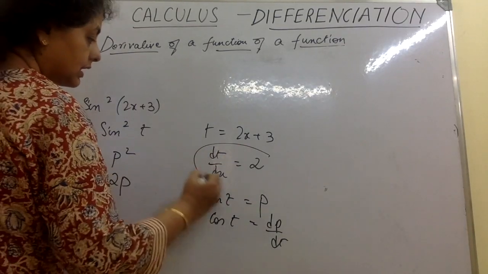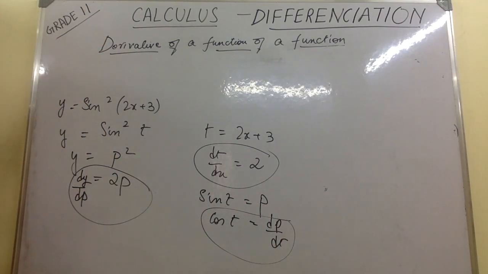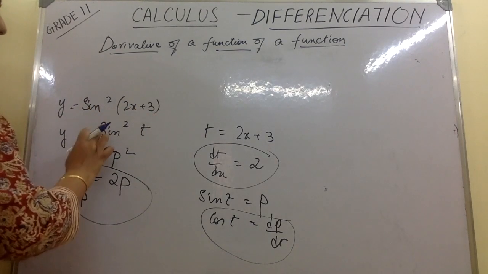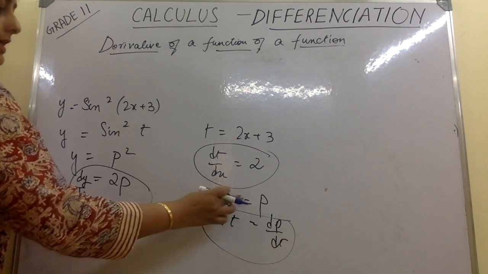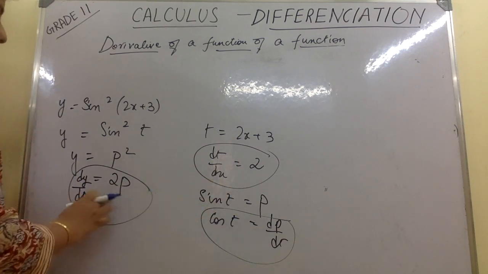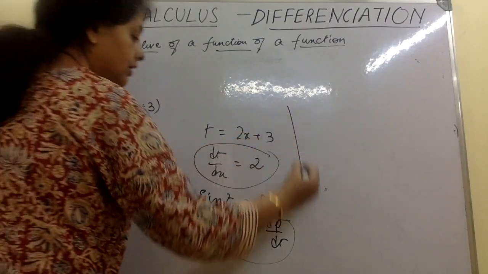Now we have three derivatives here. Just see, here and here, to make our dy by dx. One is for this, one is for the square. So we took sin t itself as p, and another one is for y is equal to p square. Now we are going to combine all of them.